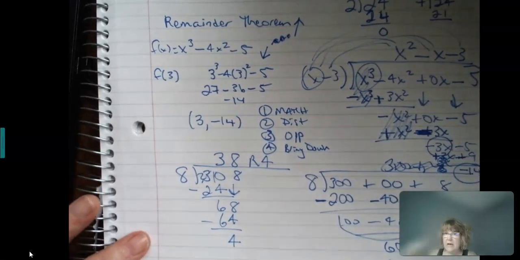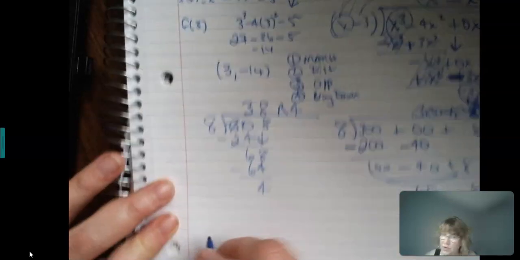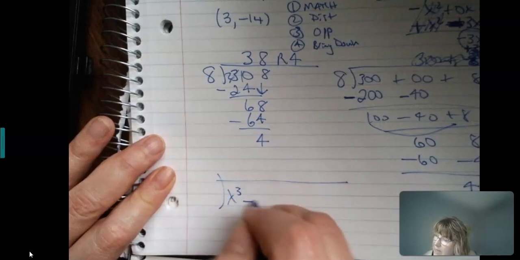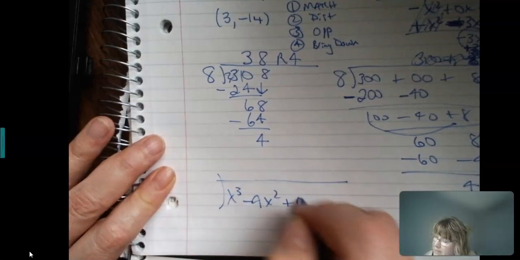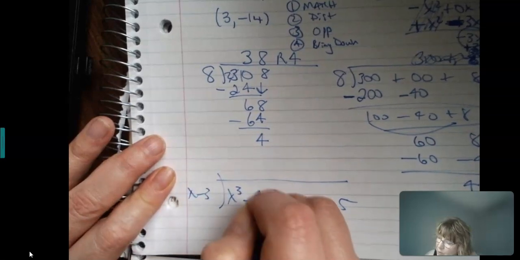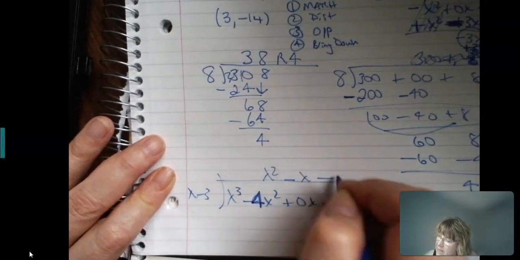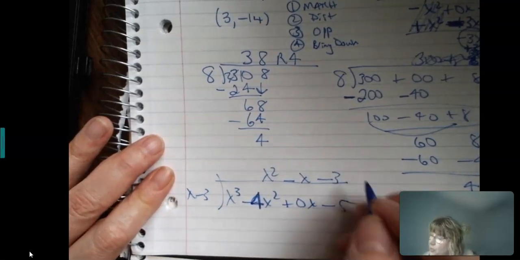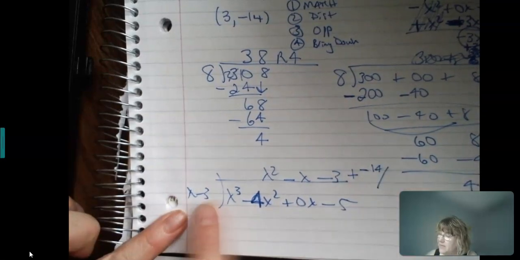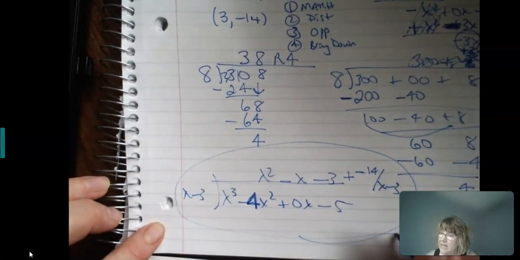All right. I kind of ran out of space here, so I'm going to rewrite this answer. So I took x cubed minus 4x squared plus 0x minus 5. I divide by x minus 3. And my final answer was x squared minus x minus 3. Now, the remainder, we usually write it as plus a negative 14 divided by the divisor, so x minus 3. Okay, so this is my answer.